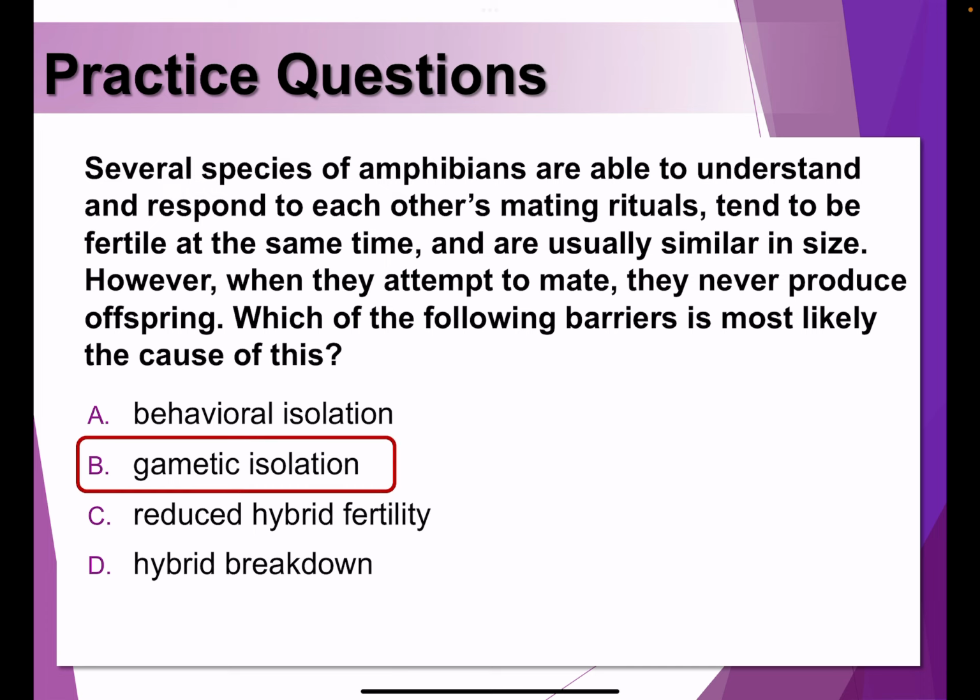Gametic isolation. Because the problem says they never produce offspring, which means they fail to create any offspring at all, gametic isolation would most likely be the cause.